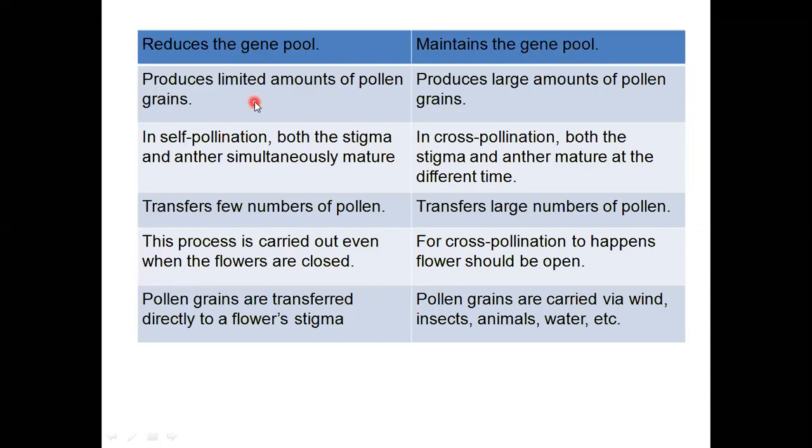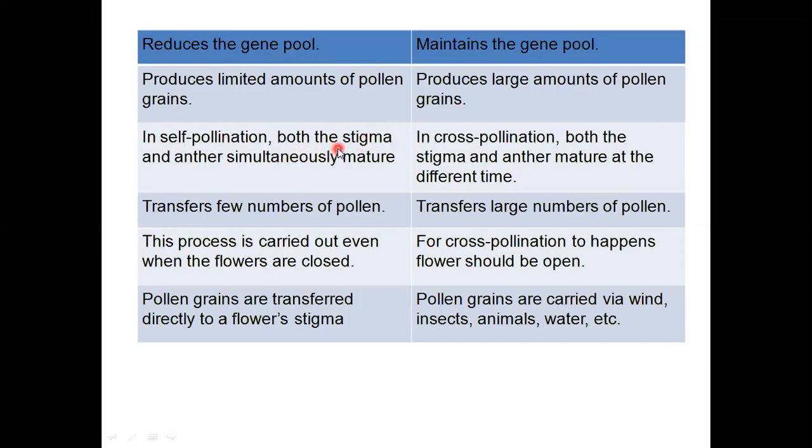It produces a limited amount of pollen grains because it is the self-pollination process, so a limited amount of pollen grains is produced here. And here a large amount of pollen grains is required because it is cross-pollination. It happens from one flower to another flower of different plants.